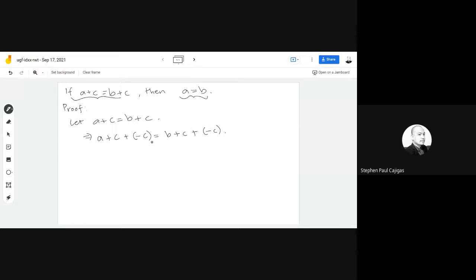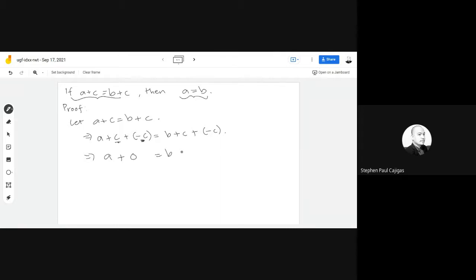Remember, if you have equality, whatever you do to the left side of the equation, you also do to the right side of the equation. So I added negative C, so I also add negative C to the right side. Now, negative C is the additive inverse of C.